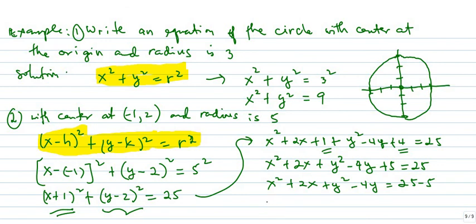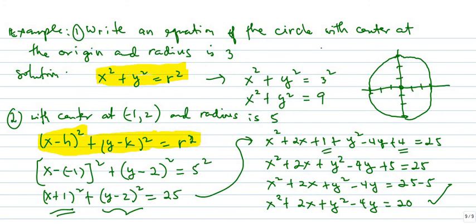So our final answer here is x squared plus 2x plus y squared minus 4y is equivalent to 25 minus 5, that is 20. So we can have this one as our final answer for finding the equation of a circle. So x squared plus 2x plus y squared minus 4y is equivalent to 20. Okay. Now, another example for this one.